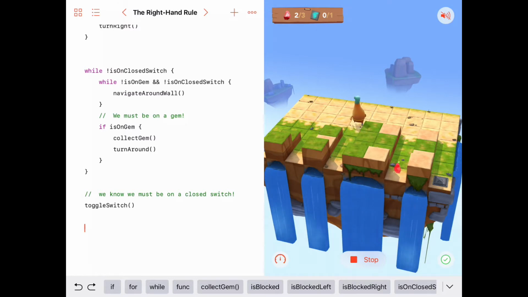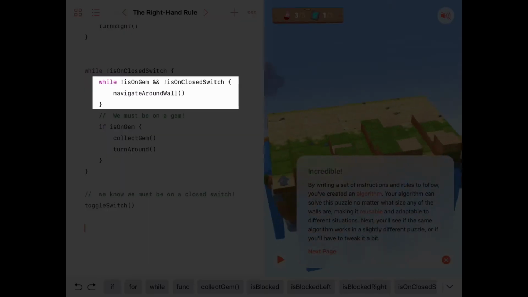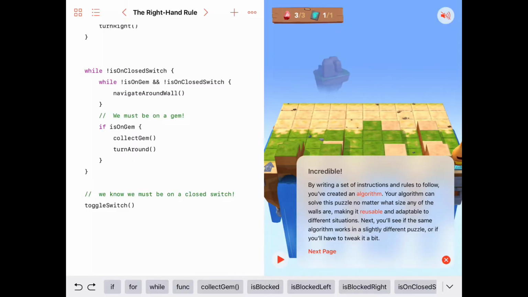Now he does it again because he wasn't on a closed switch. Okay, coming around the wall, finds himself on a gem. He leaves that while loop, collects the gem, turns around, keeps going on with the outer while loop, which says as long as he's not on the gem, he wants to keep navigating around the wall and checking if he's on gem or closed switches. Now here he comes and he will be on a closed switch, so this while loop will be false, and he'll leave the while loop and he'll come down here and toggle the switch. So good. We solved that puzzle.